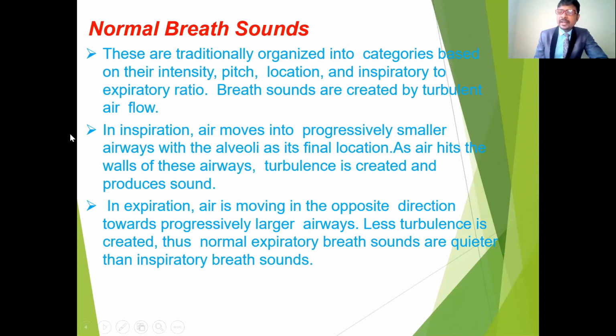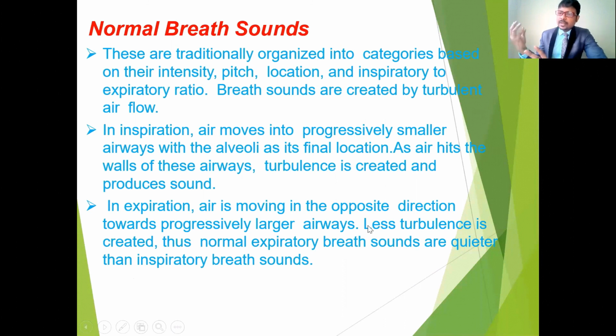So the air enters the primary bronchus and reaches the alveoli. Because of hitting the walls, it gives turbulence, and the turbulence is what we call sound. But in expiration, the air moves in the opposite direction. The carbon dioxide comes out through the reverse flow, towards progressively larger airways.